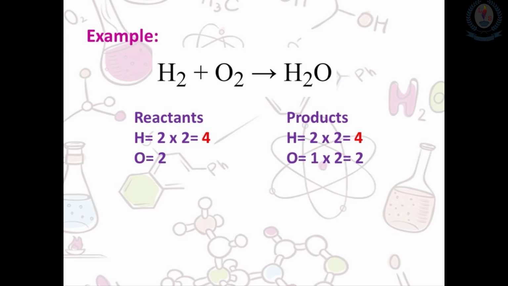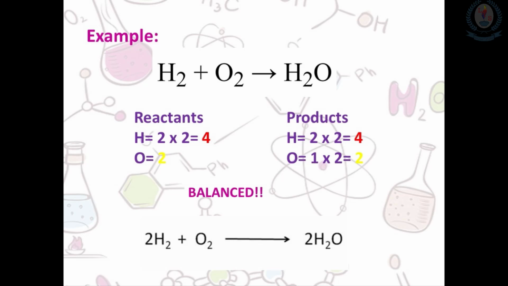Then let's count and see. Now the number of hydrogen atoms on both sides is 4 and the number of oxygen atoms on both sides is 2. Now we can say that we balanced this equation. Therefore the balanced chemical equation is written as 2H2 plus O2 yields 2H2O. So now I hope you understood how to balance chemical equations.